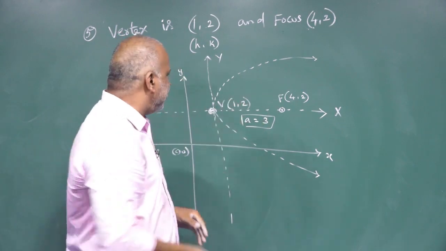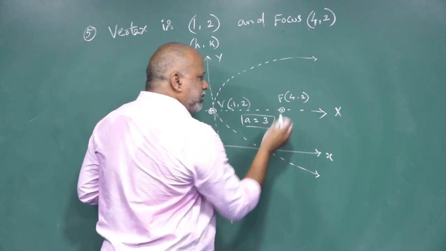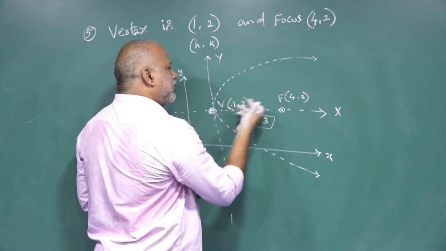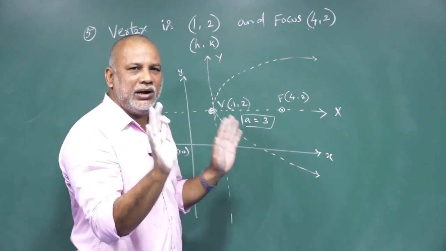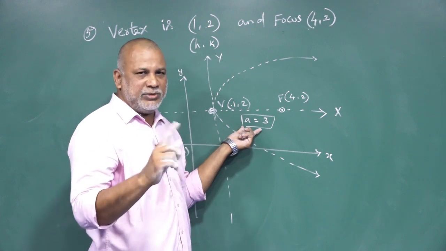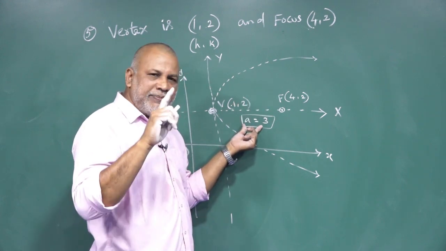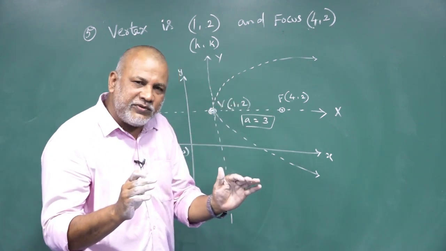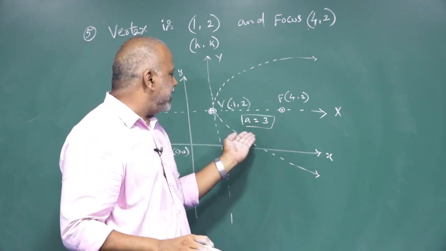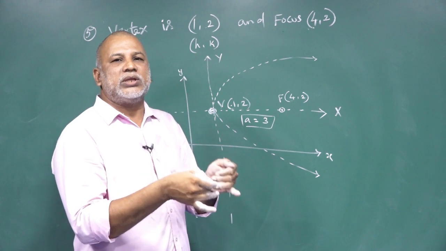So don't use the long method. Just apply the logic. See, 1 comma 2 here, 4 comma 2 here. Just subtract the distance. 4 comma 2, 1 comma 2, 4 minus 1, 3 only. Simple logic. So we are getting the VF. VF is the distance between 2 points. That must be A only. What is the definition of A? Distance between vertex and focus. You are getting it. Now we are going to work out the equation.